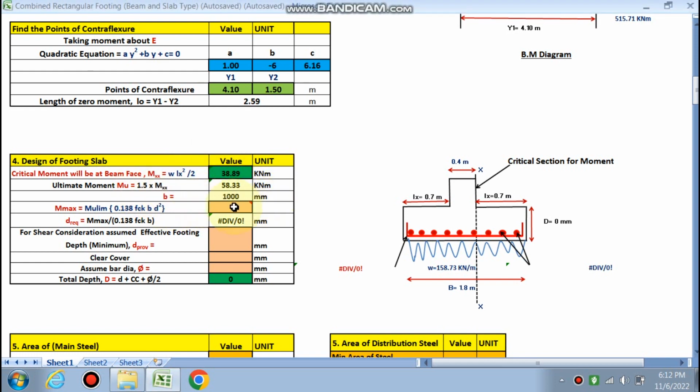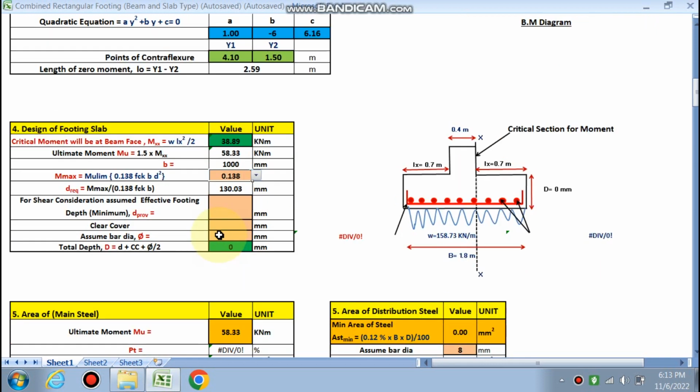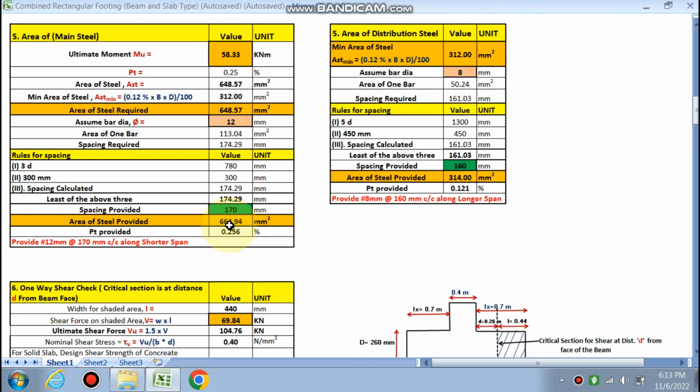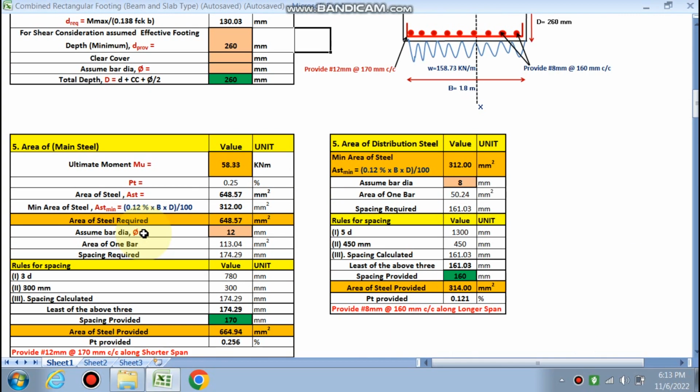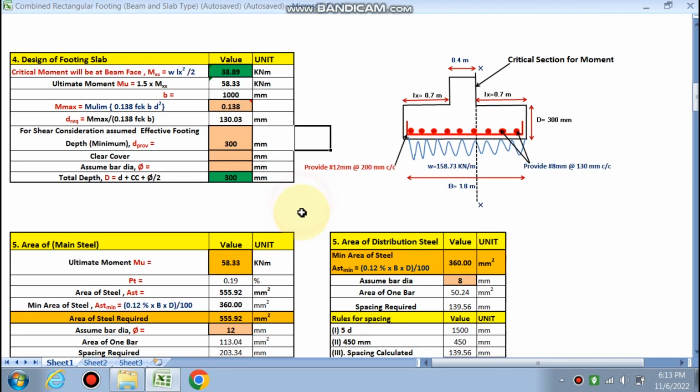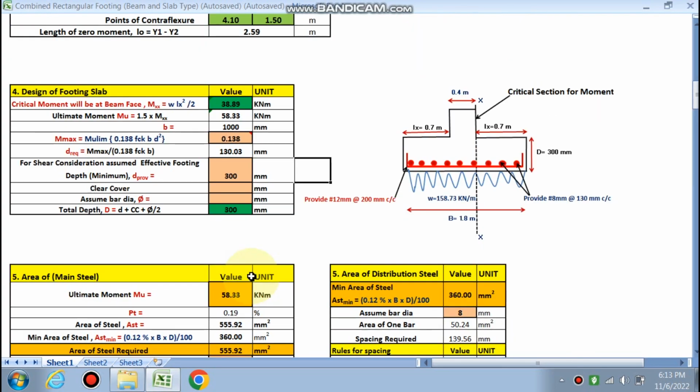So B is 1000 mm. So this is the formula, Mu limiting 0.138 fck bd square. So we have to choose for Fe415, 0.138. So d required is 130. If we choose for shear consideration, if we choose 260 as the d provided, the increase in depth is required for the one way shear check, because it fails in the one way shear check. If we take 300, so let's check, increase in depth is required.